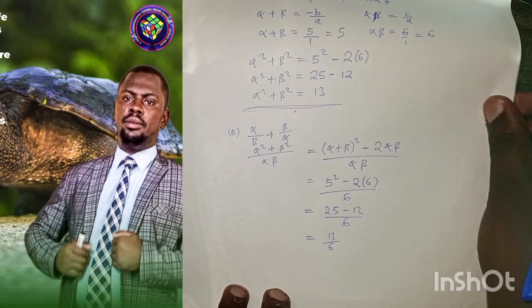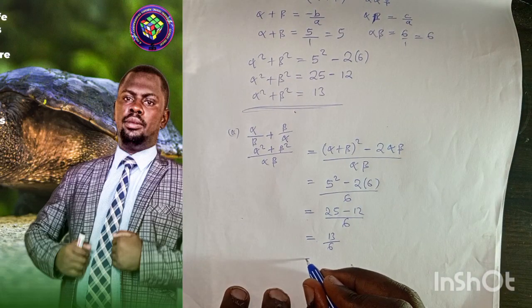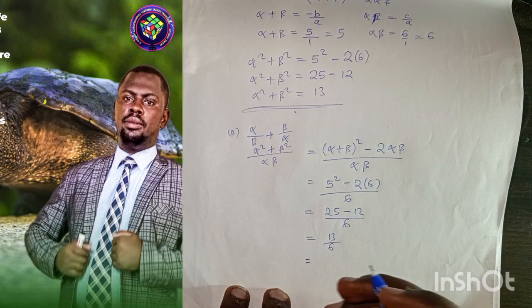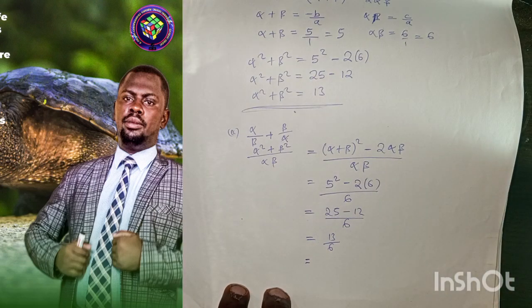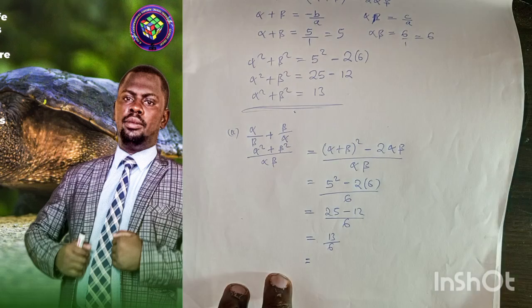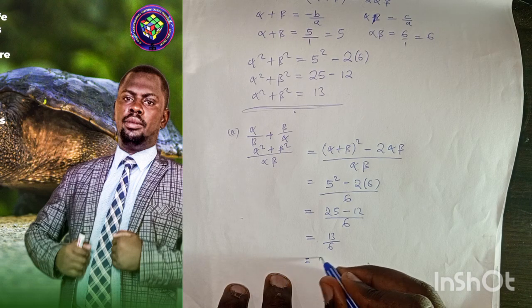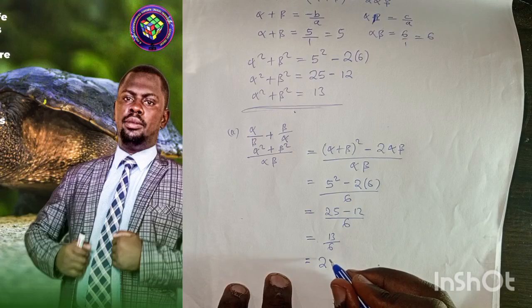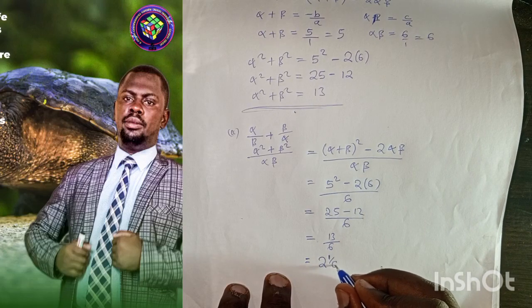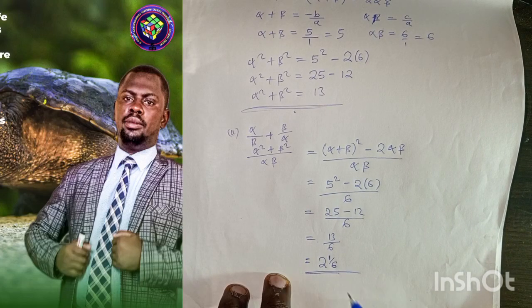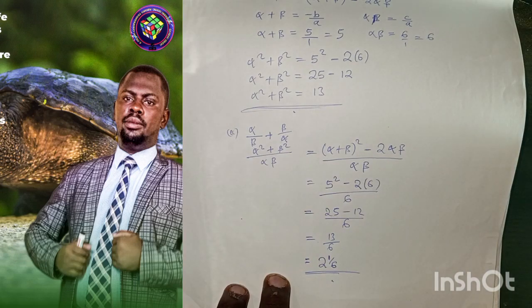Since it is not encouraged to leave answers as improper fractions, we can divide 6 into 13. 6 in 13 goes 2 times, the remainder is 1, then over 6. So that is the answer.